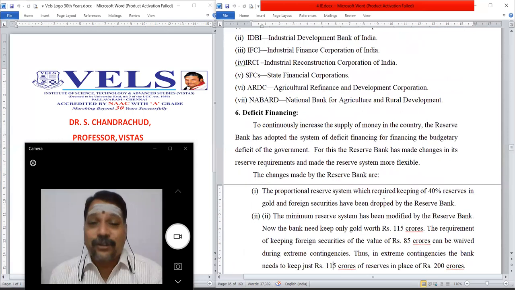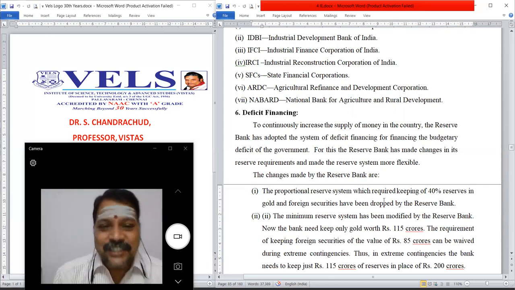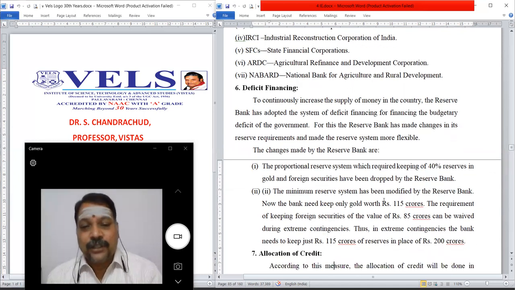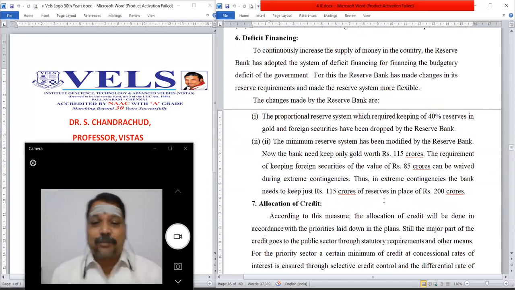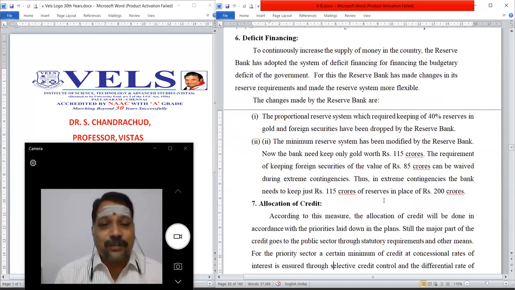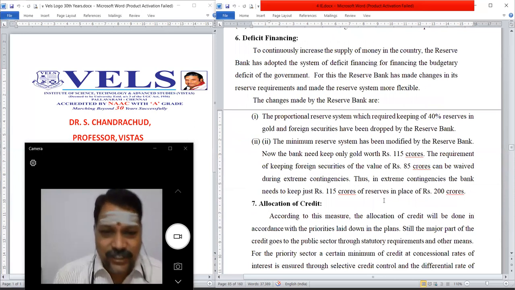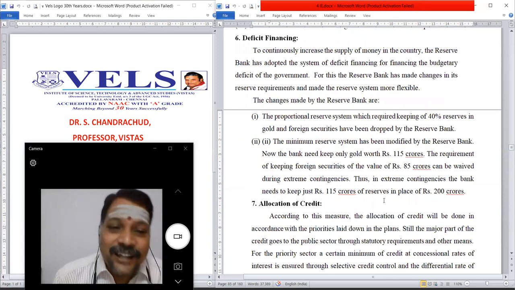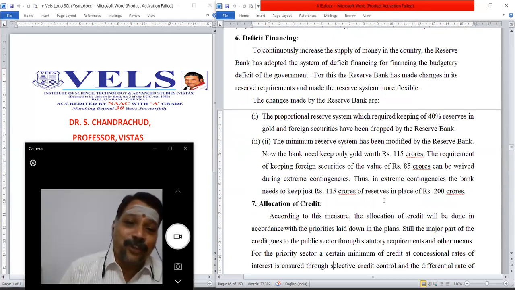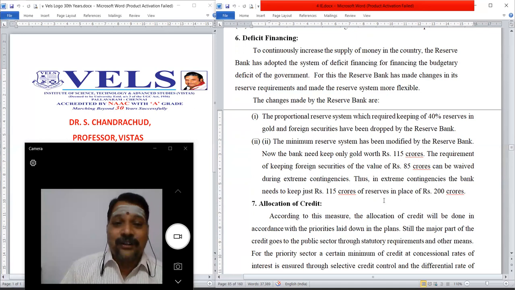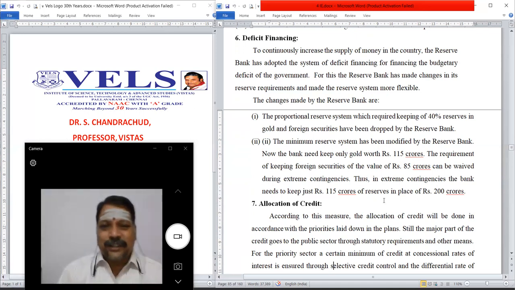Then it also has a tool called deficit financing. To continuously increase the supply of money in the country, the Reserve Bank has adopted the system of deficit financing for financing the budgetary deficit of the government. For this, the Reserve Bank has made changes in its reserve requirement and made the reserve system more flexible. The changes made by the Reserve Bank are: the proportional reserve system, which required keeping 40% reserve in gold or foreign securities, has been dropped. Usually, we have to keep foreign exchange or gold for printing currency. So it has been relaxed.